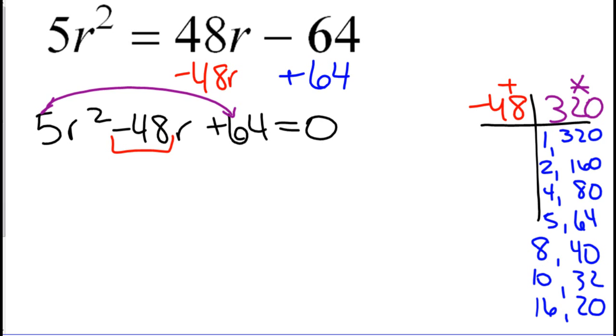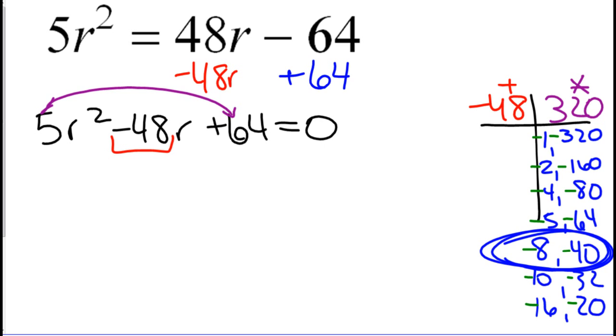And I have to now pay attention to my signs. Whatever these two numbers happen to be, when I multiply them, I get a positive number. And when I add them, I get a negative number. That means every single one of my factor pairs needs to be negative. So I make sure that all of those are negative. And then I go back and I say, okay, you know what? I know that when I multiply negative 8 times negative 40, I get a positive 320. And when I add negative 8 to negative 40, I get a negative 48. So those are the two numbers that I'm going to split and use to regroup.